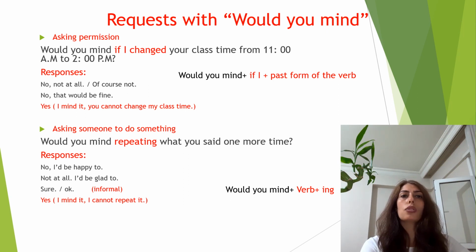And when you want to ask someone to do something, you can use would you mind plus verb plus ing. For example, would you mind repeating what you said one more time? And the possible responses are no, I'd be happy to. Not at all, I'd be glad to. Or sure, okay, when the situation is informal. Remember, if the answer is yes, it means I mind it.